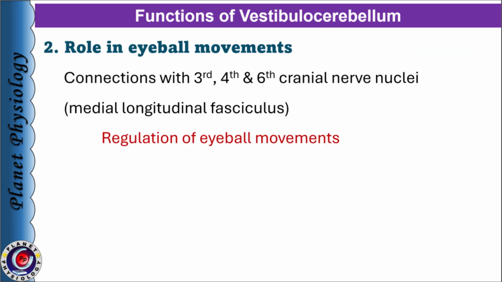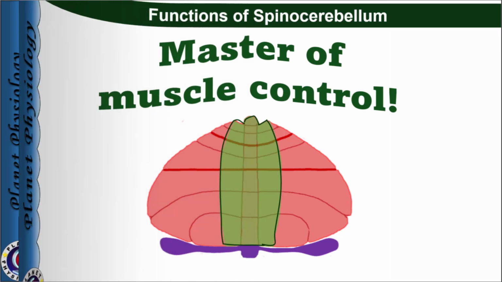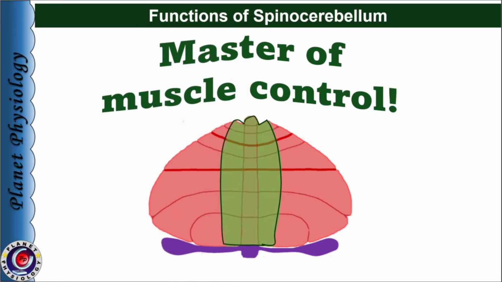The next function of the vestibulocerebellum is its role in eyeball movements. Connections of the vestibulocerebellum with the 3rd, 4th and 6th cranial nerve nuclei via the medial longitudinal fasciculus regulate eyeball movements. These connections are also responsible for the vestibulo-ocular reflex, which helps to fix the gaze on the object of interest during head movement. Now moving on to the spinocerebellum, the master of muscle control.